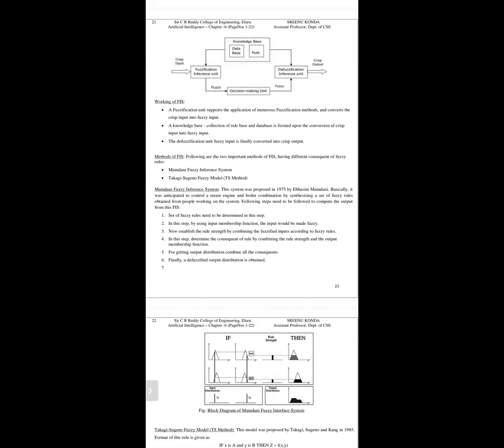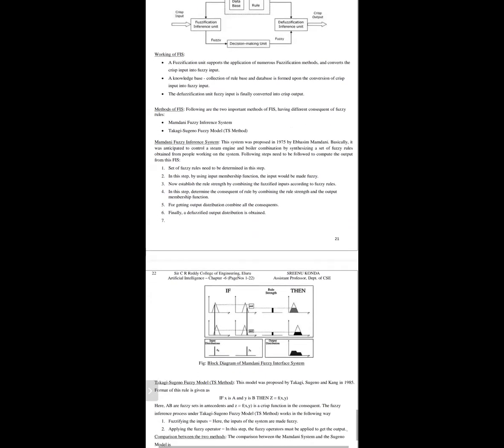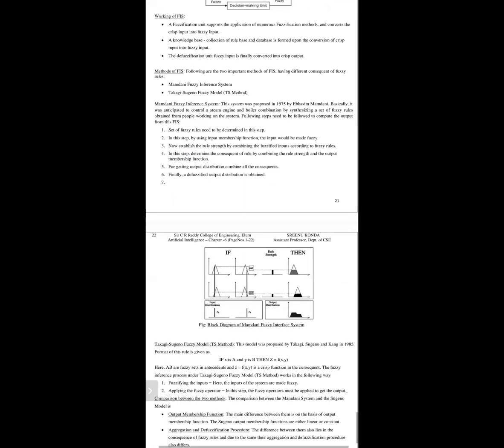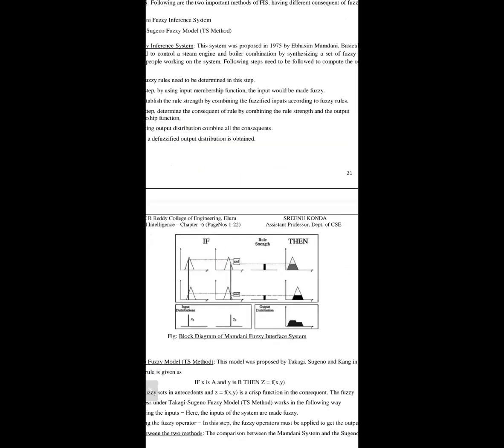Distribution. Okay. So this is regarding the Mamdani fuzzy system. Right. So this is how you get the output. Right?